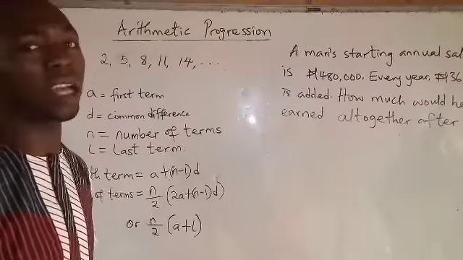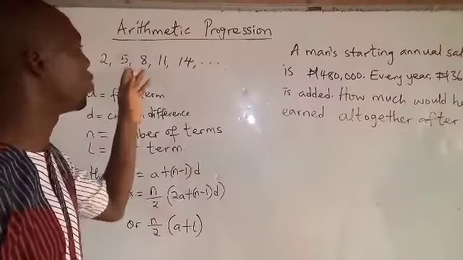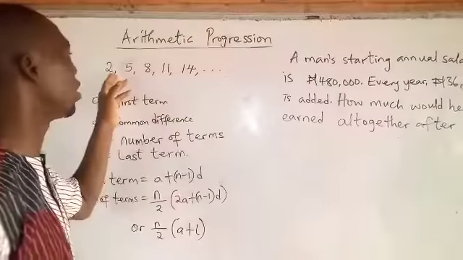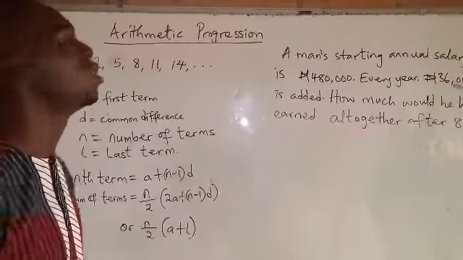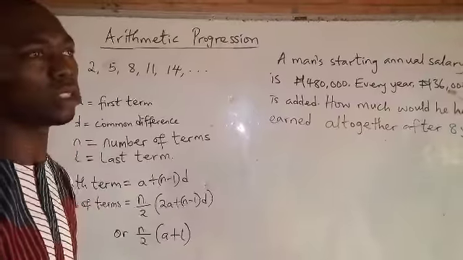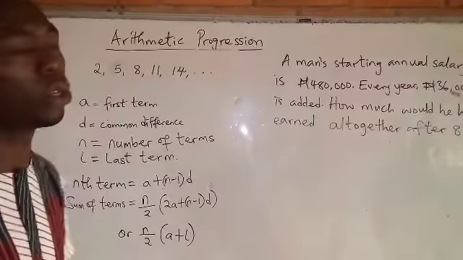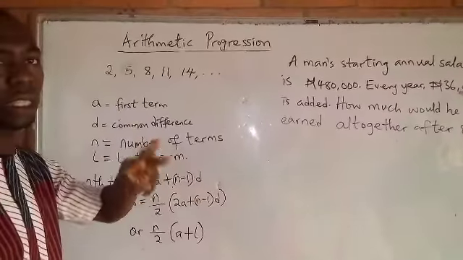This is on arithmetic progression. So when you have a sequence of numbers like this, 2, 5, 8, 11, 14, and so on, we call this kind of sequence an arithmetic progression. It is arithmetic because the difference between the numbers is 3.